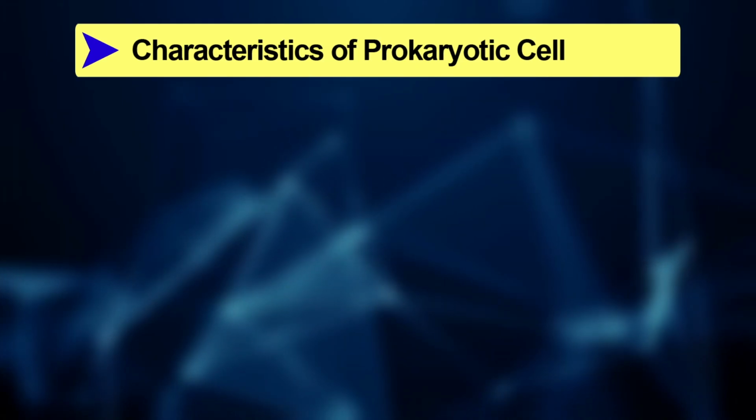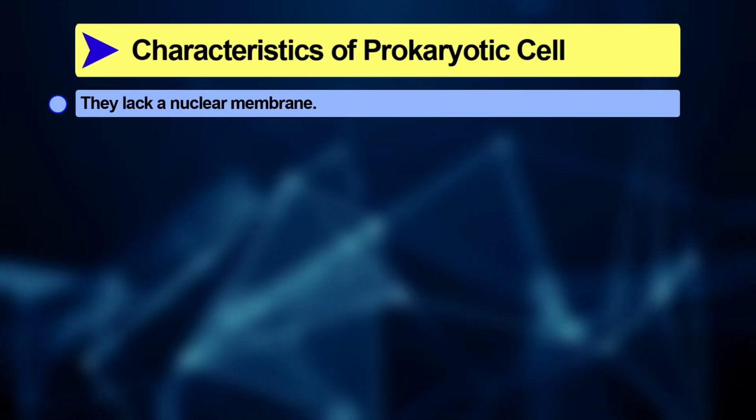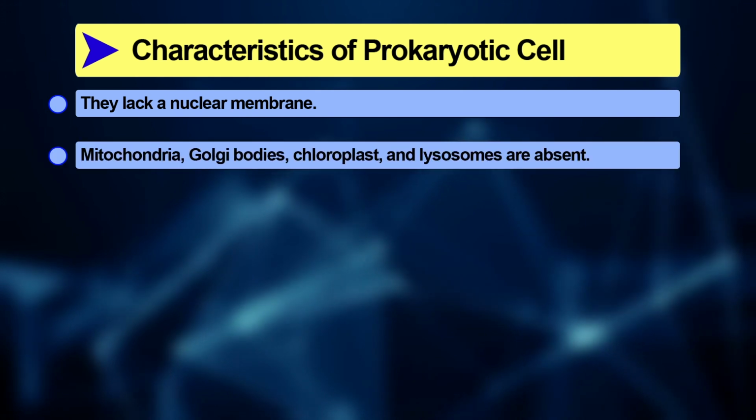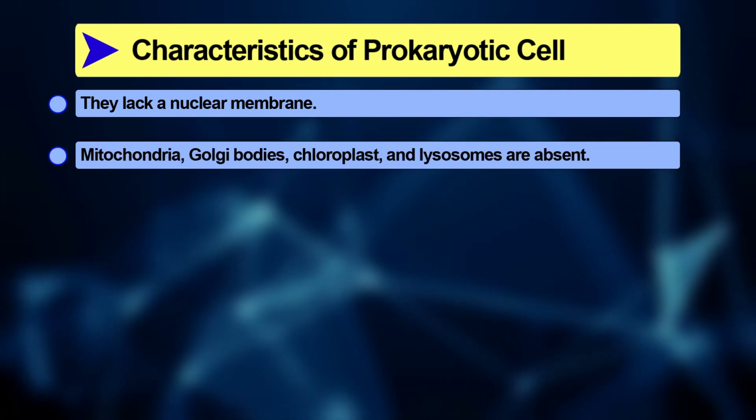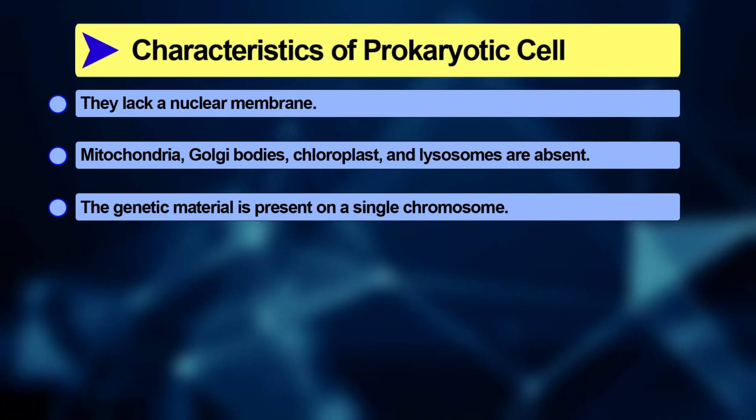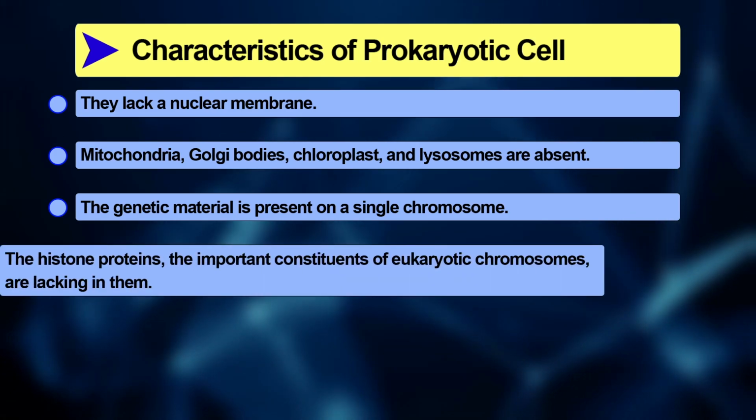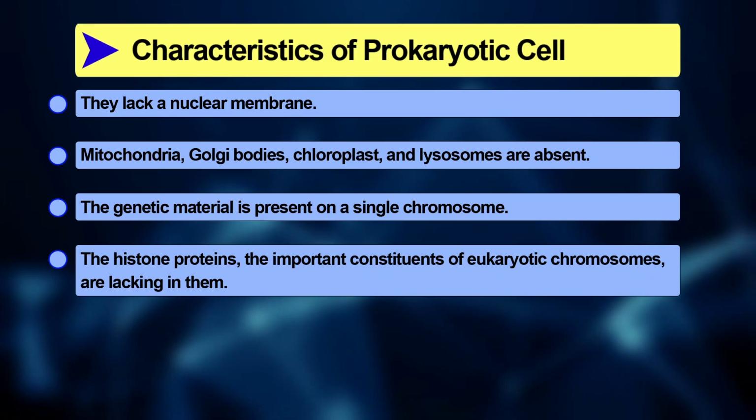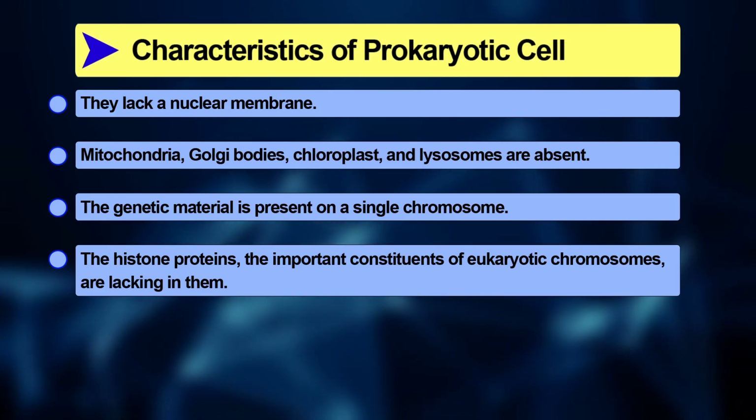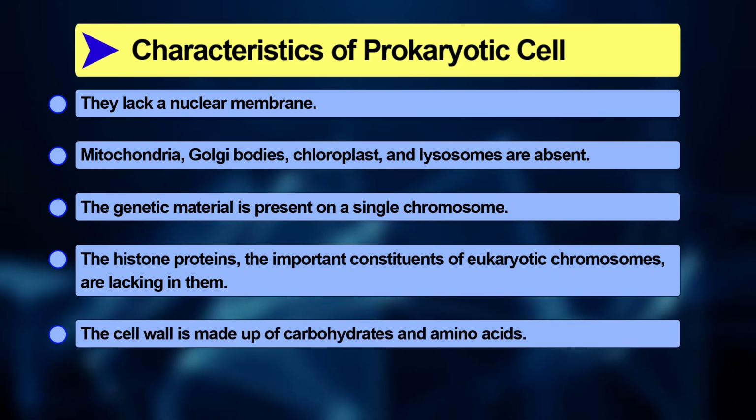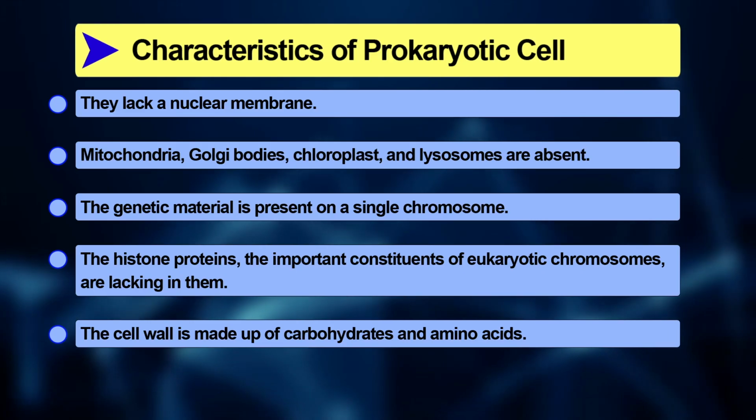Characteristics of prokaryotic cells. They lack a nuclear membrane; mitochondria, Golgi body, chloroplast and lysosomes are absent. The genetic material is present on a single chromosome. Histone protein, an important constituent of the eukaryotic chromosome, is absent in them. The cell wall is made up of carbohydrate and amino acids. The plasma membrane acts as the mitochondrial membrane, carrying respiratory enzymes. They divide asexually by binary fission, and the sexual mode of reproduction involves recombination.